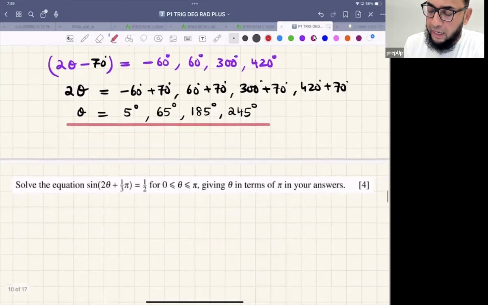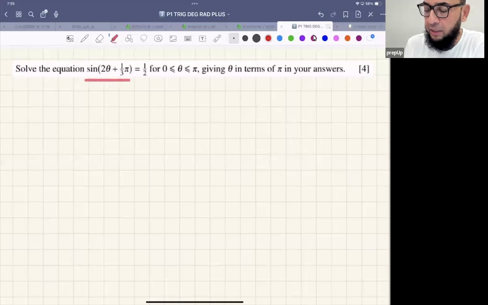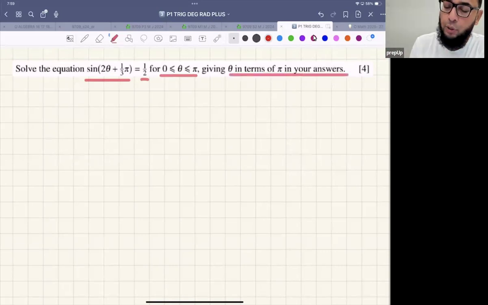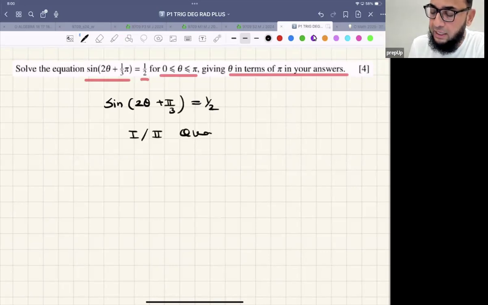So now let's look at this question. This question is about solving sine of 2 theta plus pi by 3 is equals to half, but the range is for 0 till pi. Giving theta in terms of pi in your answer. So this is a radian question. Sine bracket 2 theta plus pi by 3 is equals to half. It's the first and the second quadrant because sine is positive. Second thing, theta lies between 0 and pi.